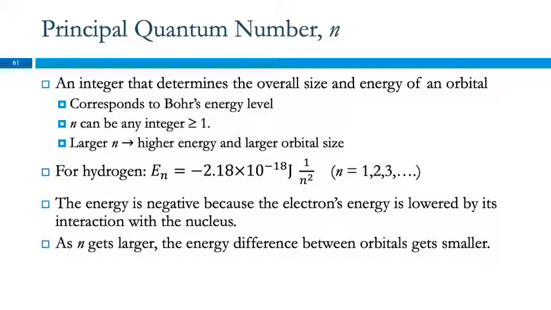So n can be 1, 2, 3, 4. The smallest value possible is 1, and then it goes up from there. It's an integer. An integer is a whole number, a counting number. 1, 2, 3, 4, 5. We can't have 1.5, right? Just integers. When n is larger, the orbital is larger in size and it's higher in energy.